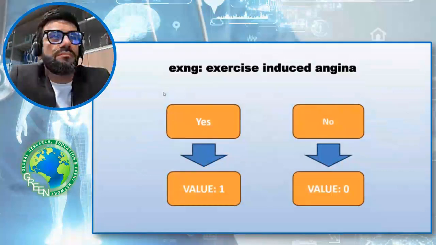The next slide is about EXNG, exercise-induced angina. It is categorized into two major values. If the result is yes, the value is 1. And if the attribute is no, the value should be 0.